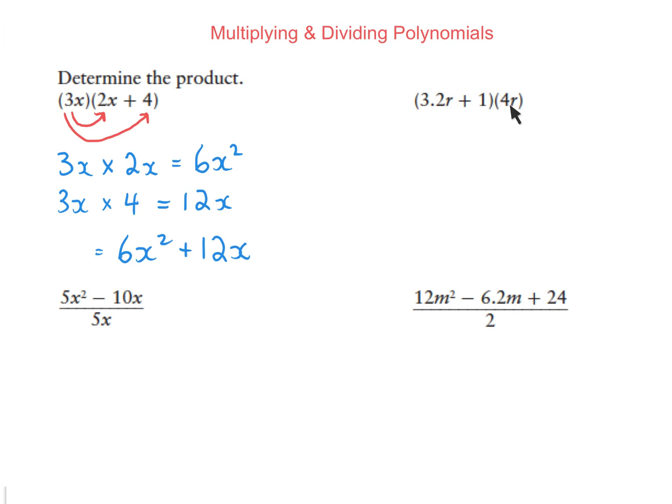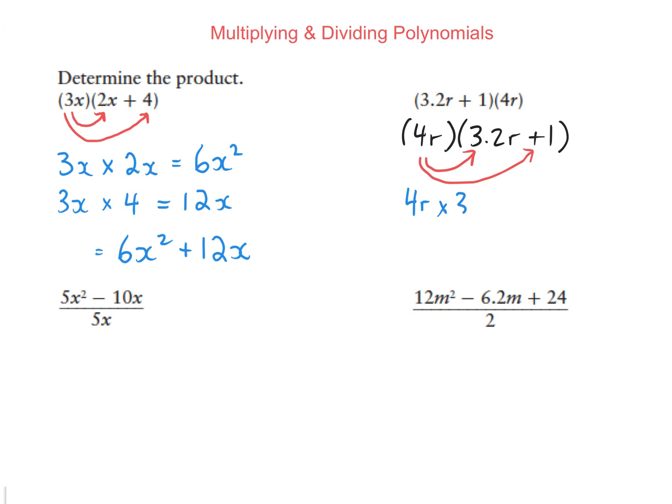Next one. So the order of this one has changed a little bit. Instead of having the monomial first, we have this binomial. Now, sometimes kids don't like that. So if you don't like the look of that, feel free to just rewrite it as 4r times 3.2r plus 1. And then apply the distributive property, this times this, and this times this, and you'll get your answer.